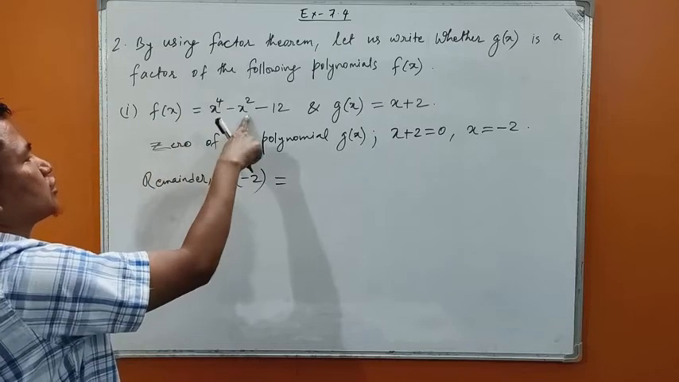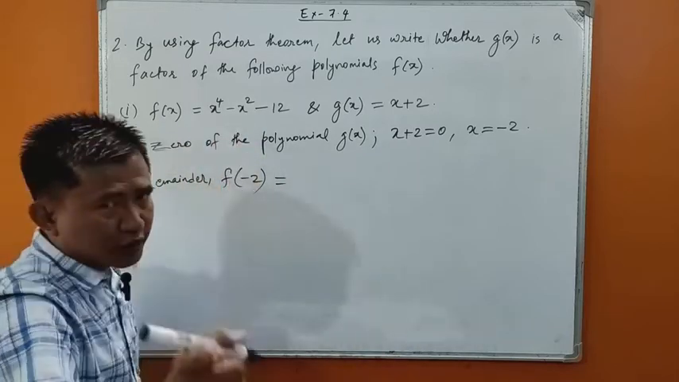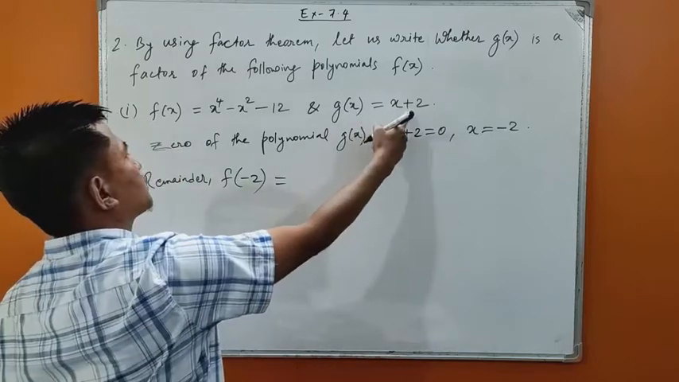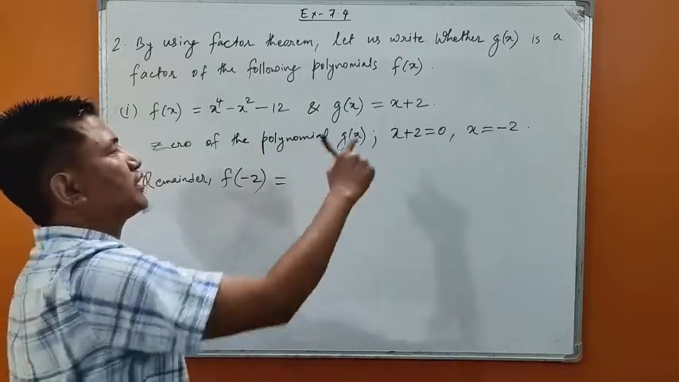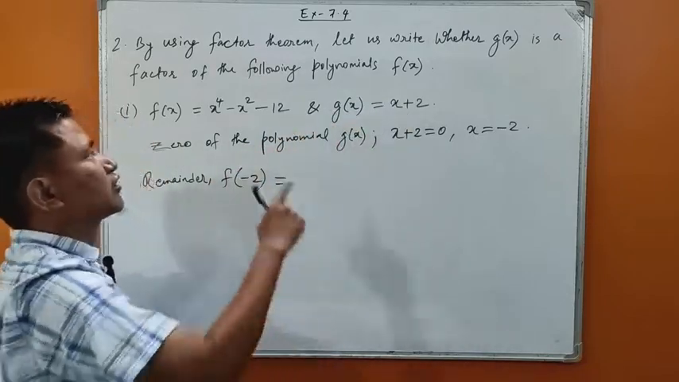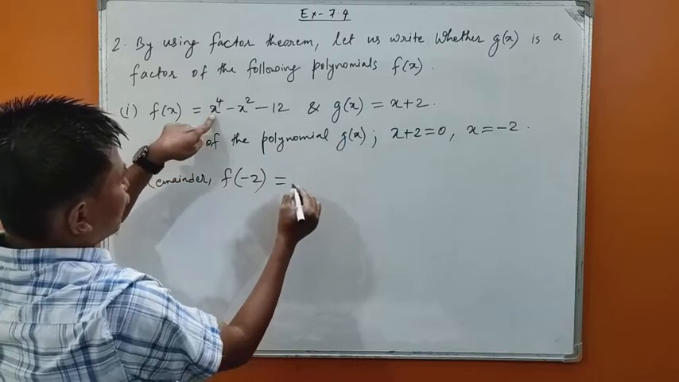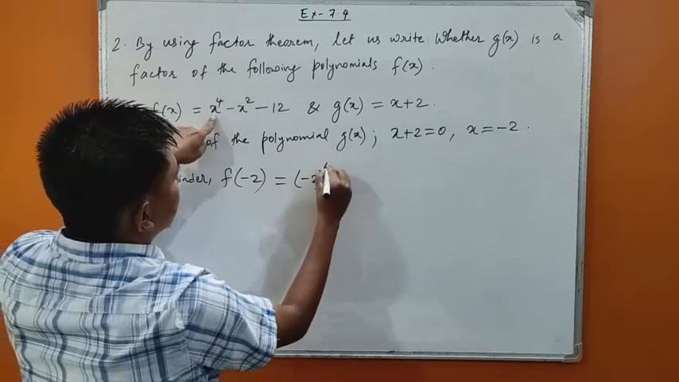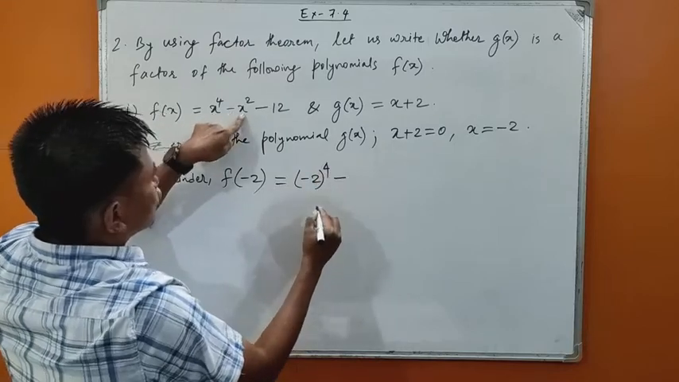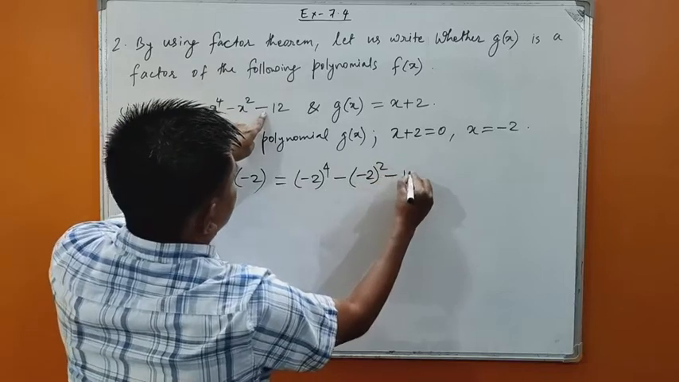Since fx is this, so f minus 2 will be, instead of x we write minus 2, and if the remainder comes 0, that means this expression is the factor of this expression. If the remainder does not come 0, then this expression is not the factor of this expression. Okay, now let us check. x to the power 4 means instead of x we write minus 2 to the power 4 minus x square means minus 2 square minus 12.